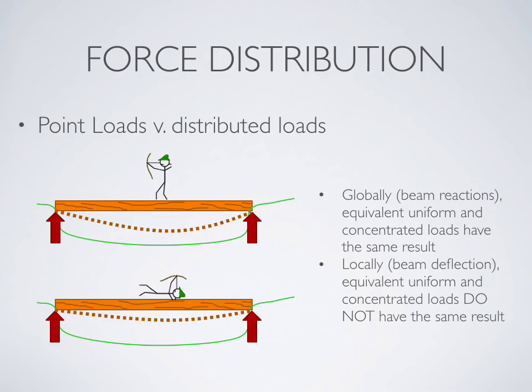Okay, just a few notes on point loads versus distributed loads. So Robin Hood weighs 150 pounds when he's laying down and standing up. Globally, the beam reactions are the same, okay? So concentrated load and distributed load have the same effect on the reactions, those forces that are at the ends of the log supporting it.